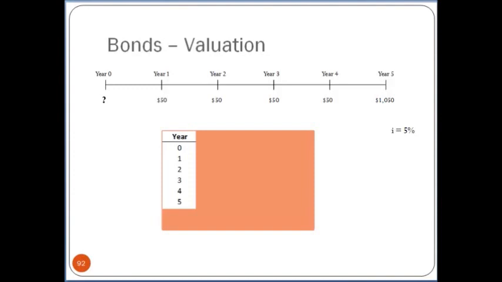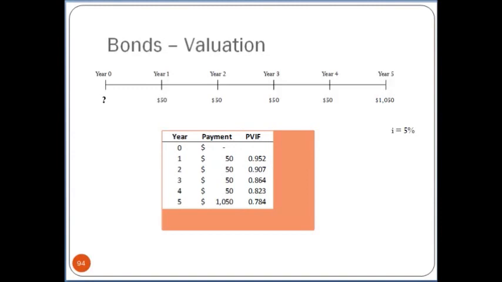And here's a spreadsheet of the TVM analysis for this. We've got years 0 through 5, our payments, $50, $50, and so on through $1,050. We have to calculate the present value interest factor. We have to discount those payments. And you can see over time, the $50 becomes worth less and less. And then in year 5, the $1,050 is only worth $823 today. That's based on this discount rate of 5%. When you add up all the present values, you get $1,000.